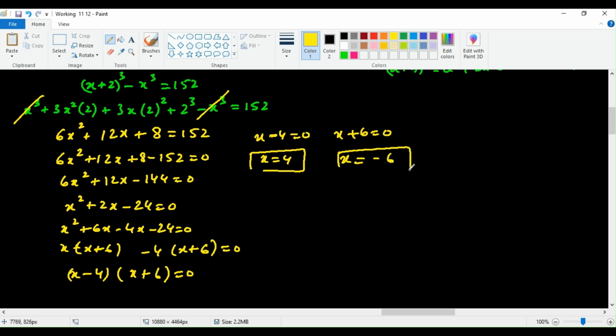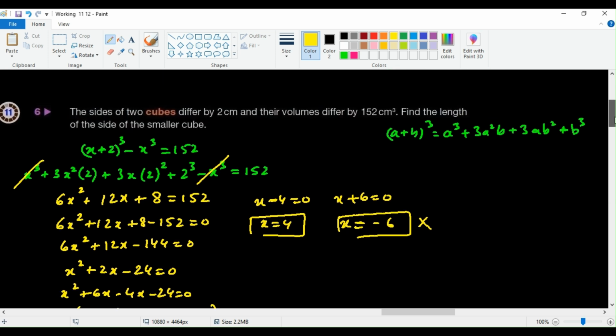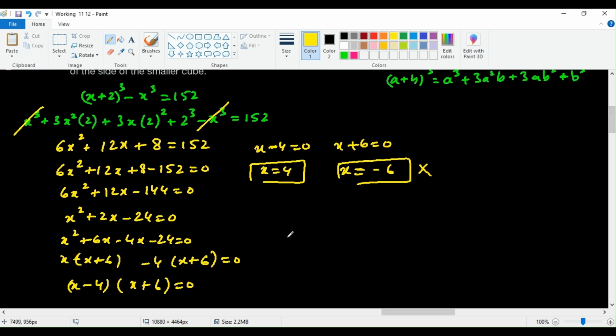We don't consider this negative value in dimensions. So the side of the first one, the smaller one, is 4. That means 4³, and the other one is 6³ because it is 2 more. So 4 times 4 times 4 is 64 and 6³ is 216. The difference between these two is going to be 152.